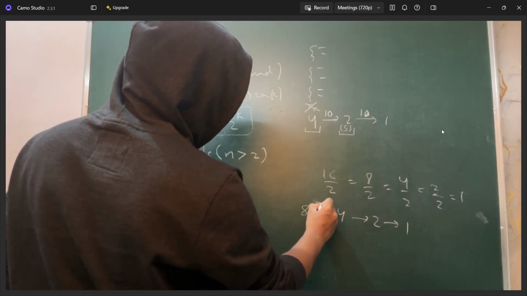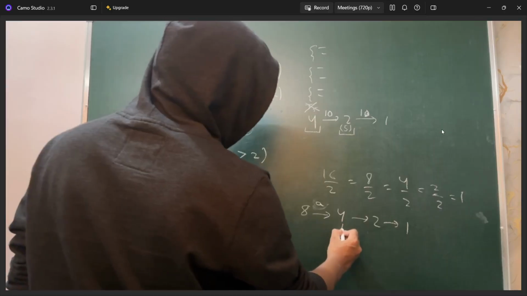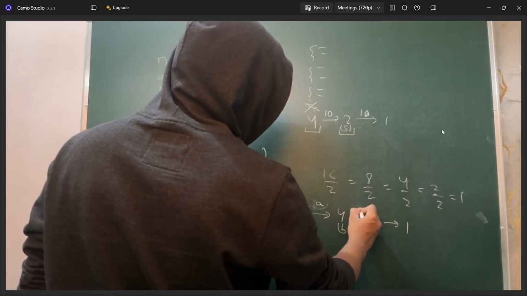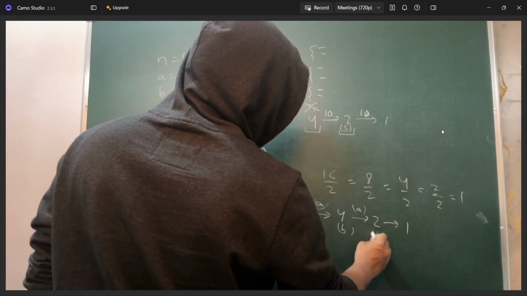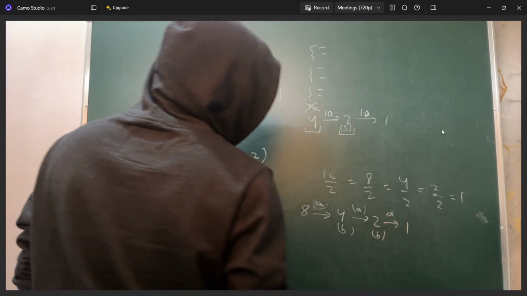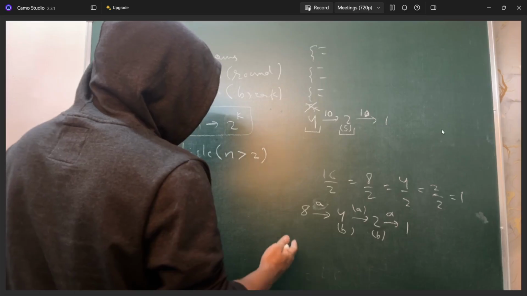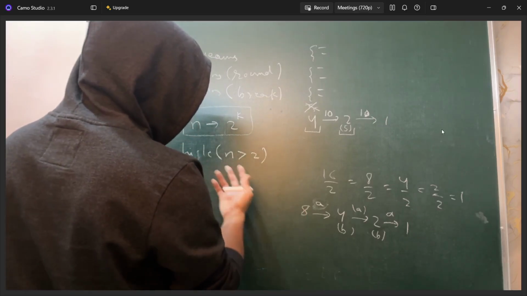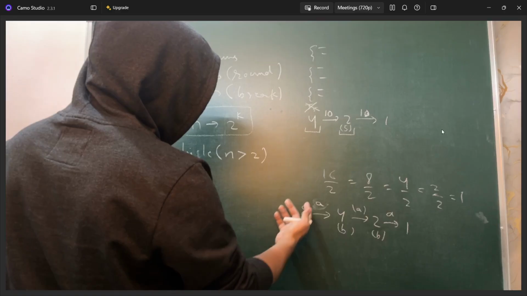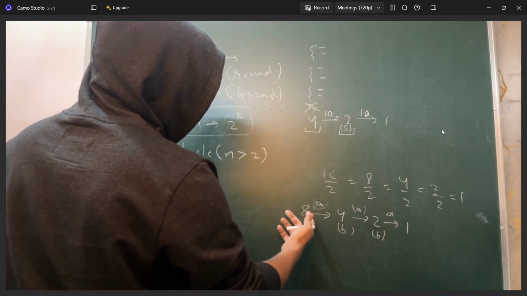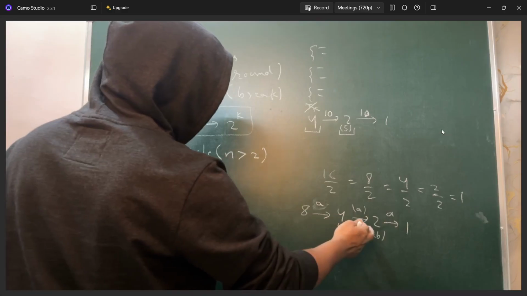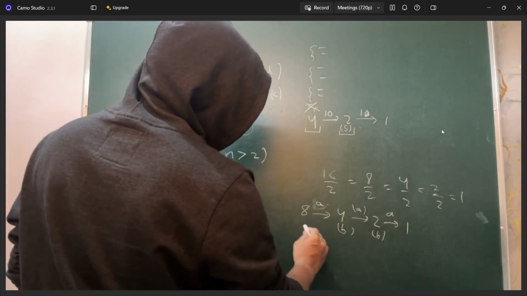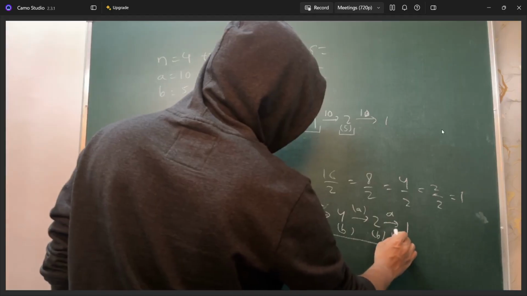Whenever they are taking A minutes to compete and B minutes to rest, again they'll be taking A minutes to compete, B minutes to rest, and A minutes to compete. So you have multiple teams, whenever n is greater than 2, till here you will be getting, right?